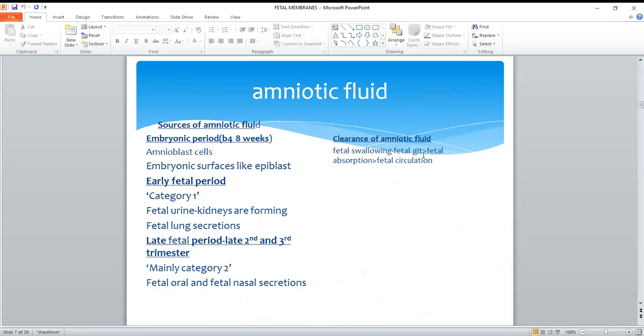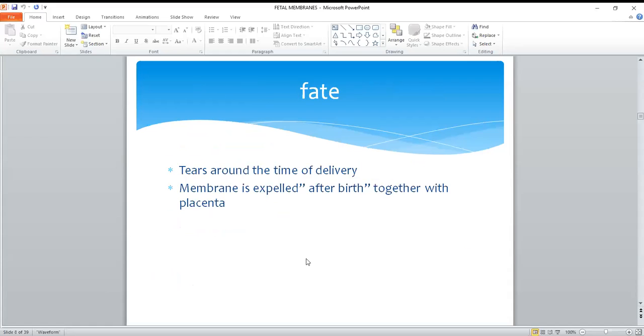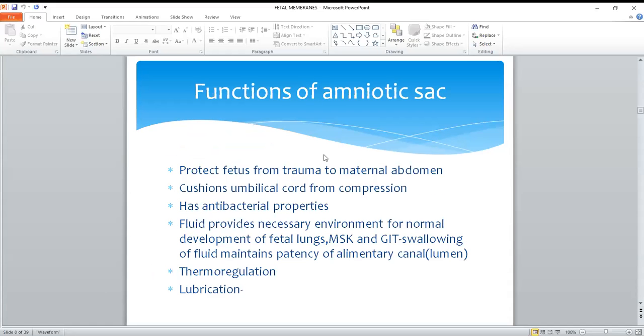So I'm seeing this category one and category two thing is bringing problems. So let me just say in the embryonic period, we have the amnioblast cells and the embryonic surfaces. And then in the early fetal period, we have the fetal urine, fetal lung secretions, amnioblast cells, and the embryonic surfaces. And then in the last one, we have fetal urine, fetal lung secretions, and the fetal oral and fetal nasal secretions. So back to the functions of the amniotic sac.